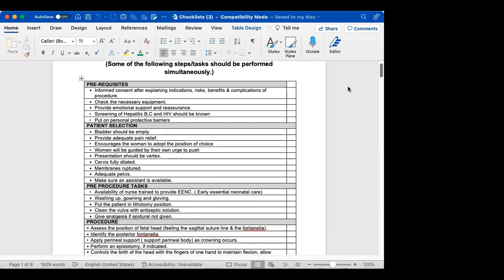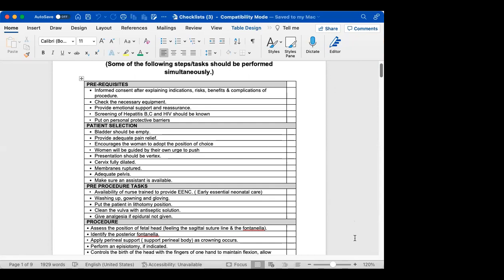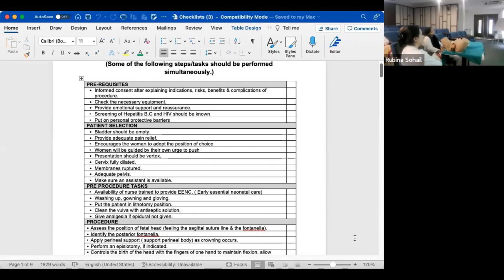Don't worry. So you have to ensure that the bladder is empty. And the second thing that you have to ensure is that there is analgesia. So if the woman has had an epidural, you will top it up. If the woman has not had an epidural, then you will think about a local anesthesia.